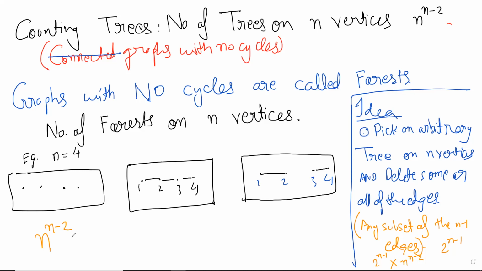And when you pick a tree, there you have n minus 1 edges, and you delete some subset of them. You can delete 1 edge, 2 edges, there are so many choices, right? So there are 2 to the power n minus 1 choices of edges to delete. So this many forests. Is this argument clear to everyone? And does it sound correct to everyone? So 2 questions here, please just make it very clear.